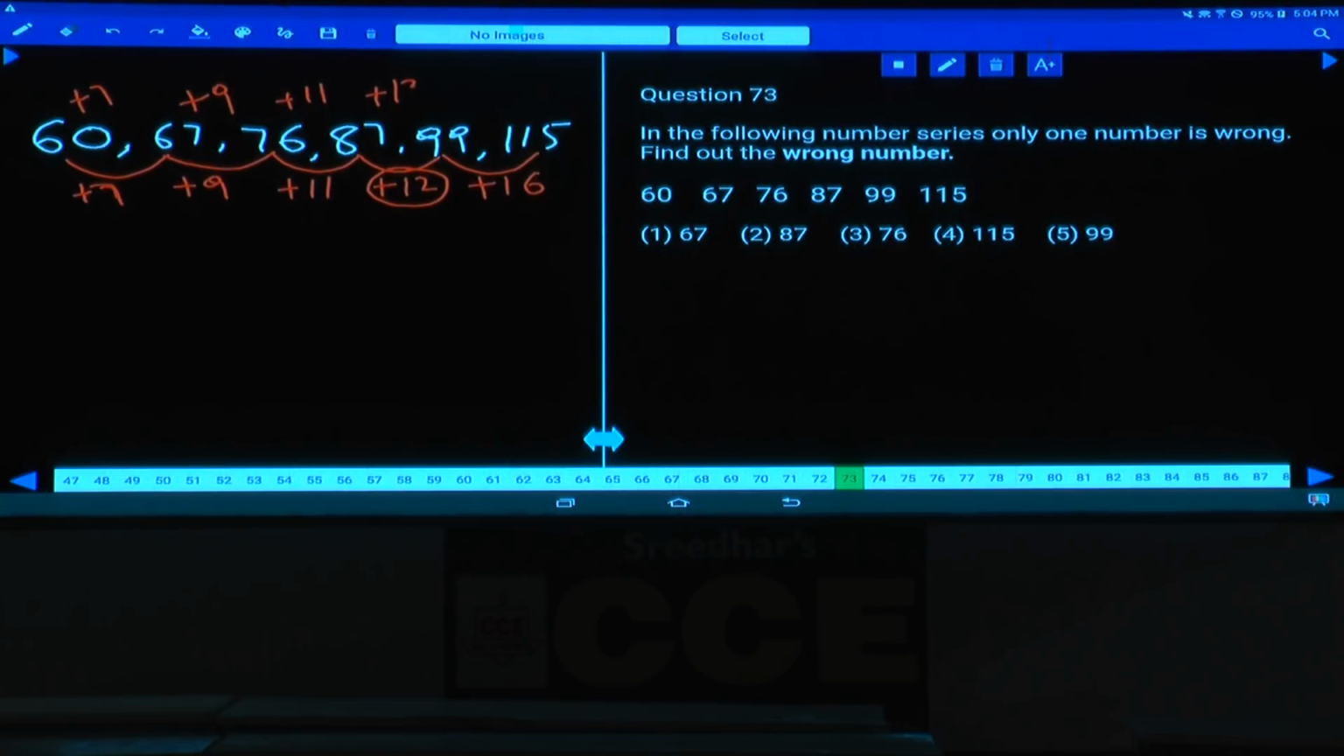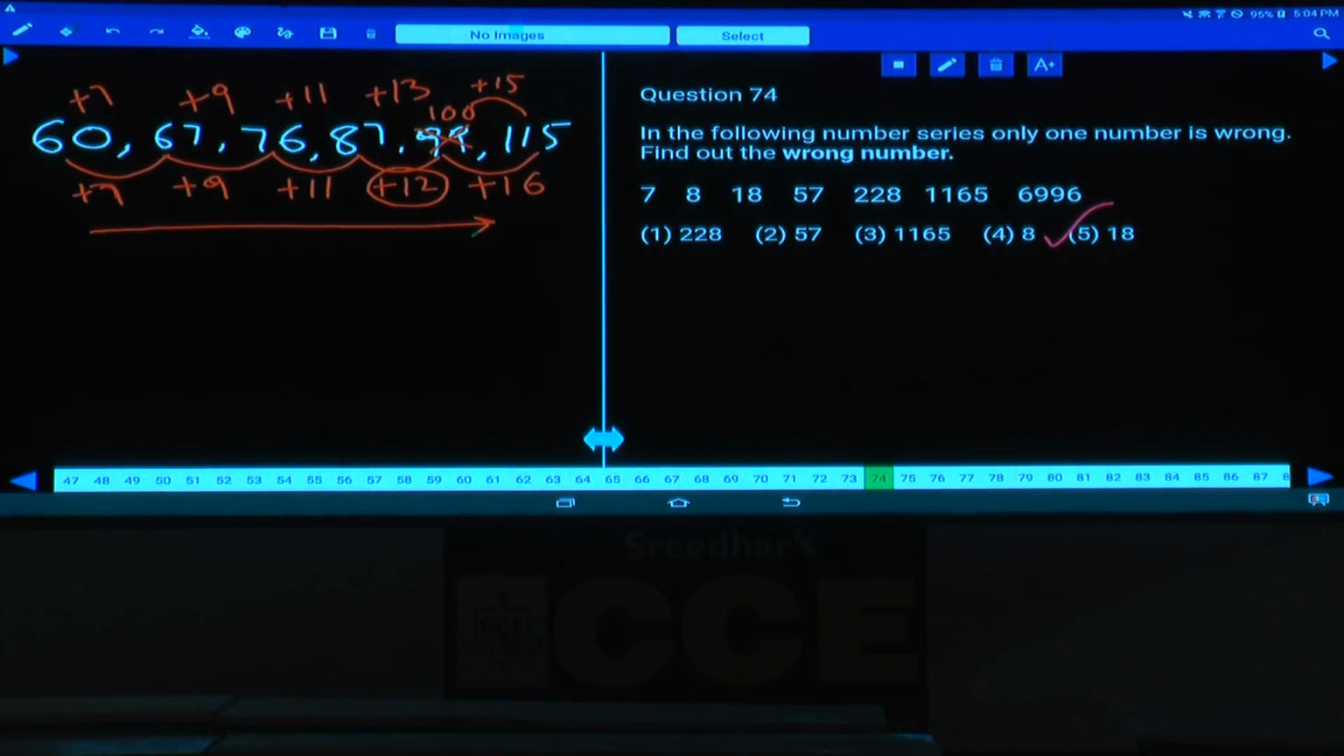87 plus 13, how much is that one? 100. Now if it is 100, then check out the other one. 100 plus 15, 115. Then what is the wrong number? 99 is the wrong number and the correct number is 100, choice 5. Here the differences between the numbers are 7, 9, 11, 13 and 15. Odd numbers are added. Then question number 74.